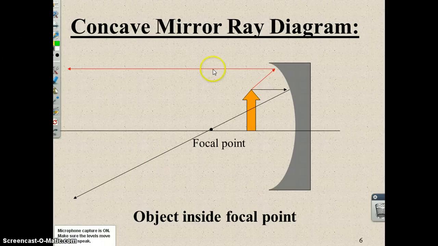But if you backtrace these two reflected light rays, they will meet behind the mirror at a higher location than the object itself. And you will get a magnified virtual image that appears to come from behind the mirror. Okay, so you get these three different cases with a concave mirror depending upon the location of the object.